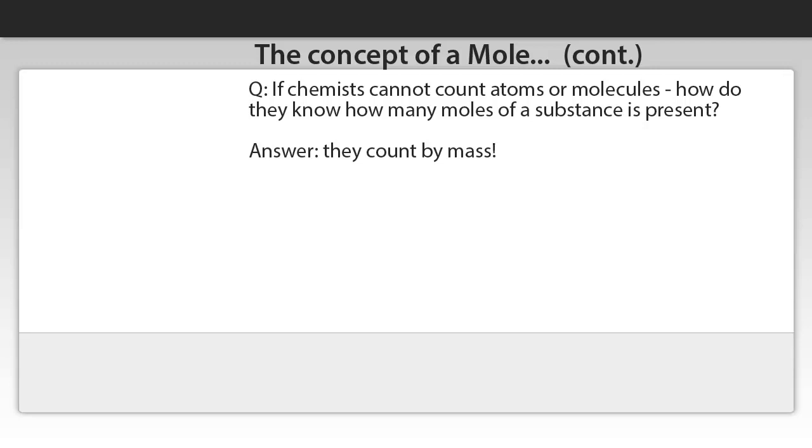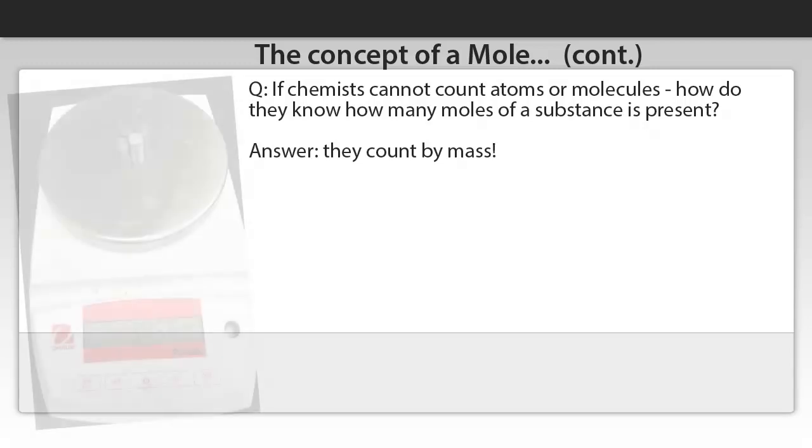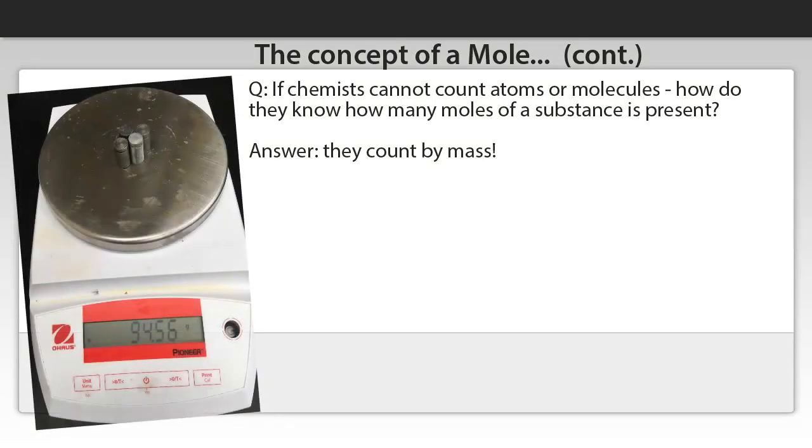We use something that we can measure, that's experimentally observable. That's going to be the mass in most cases. We can easily go into the laboratory and measure the mass of a material that's present and relate that to the number of moles of that substance that's present. It's important that the substance is pure for this to work.